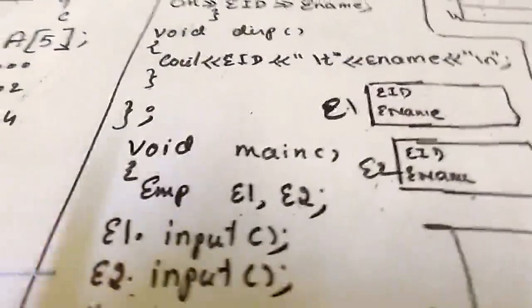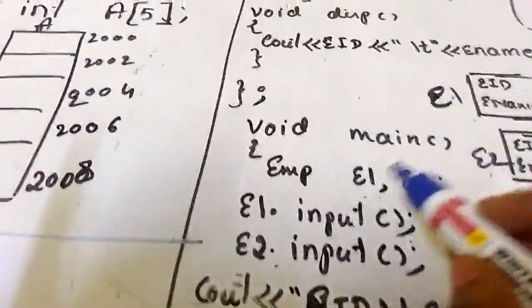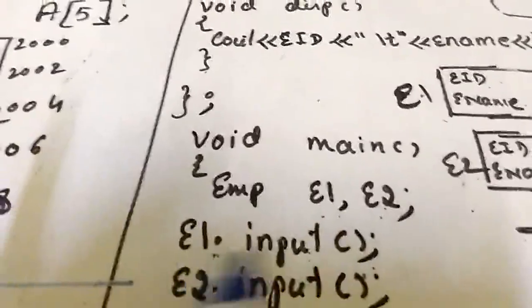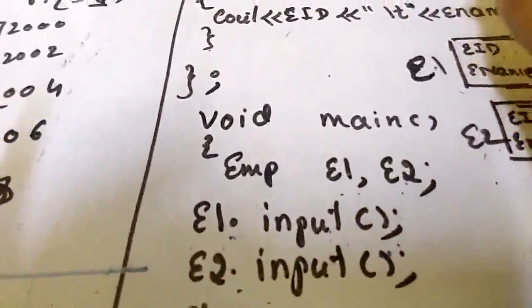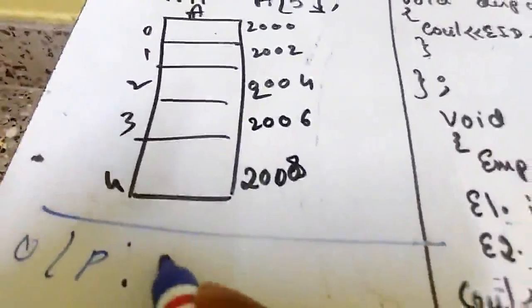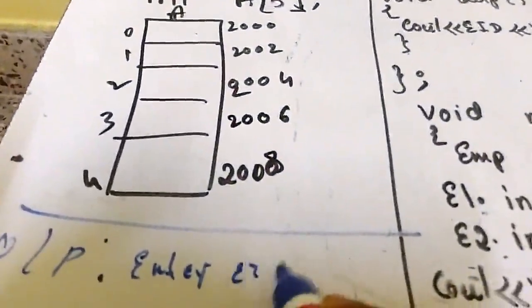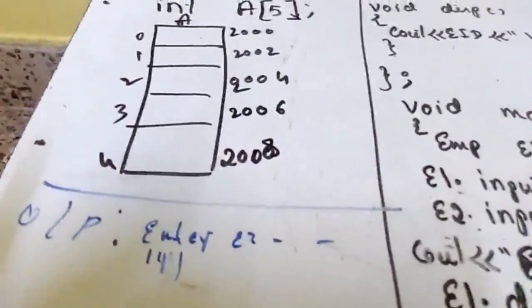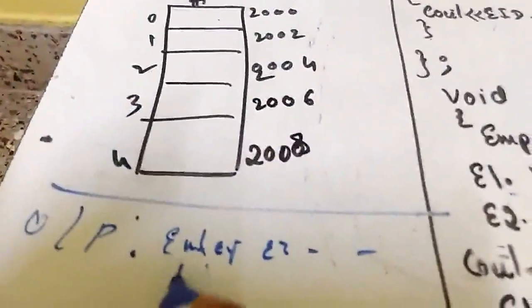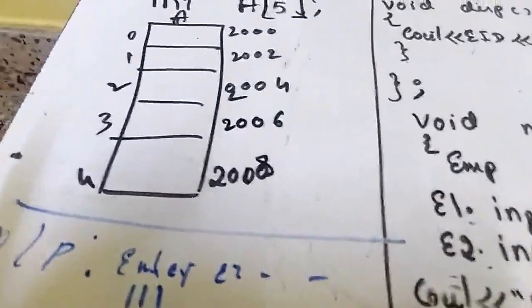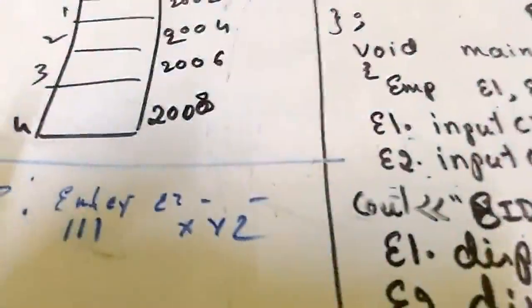See, always execution starts from the main function. See, E1.input. Whenever it calls this function, control executes this instruction here. What is there? Enter EID and ENAME. It will display on the screen. Enter EID and ENAME. Let us consider employee ID 111.